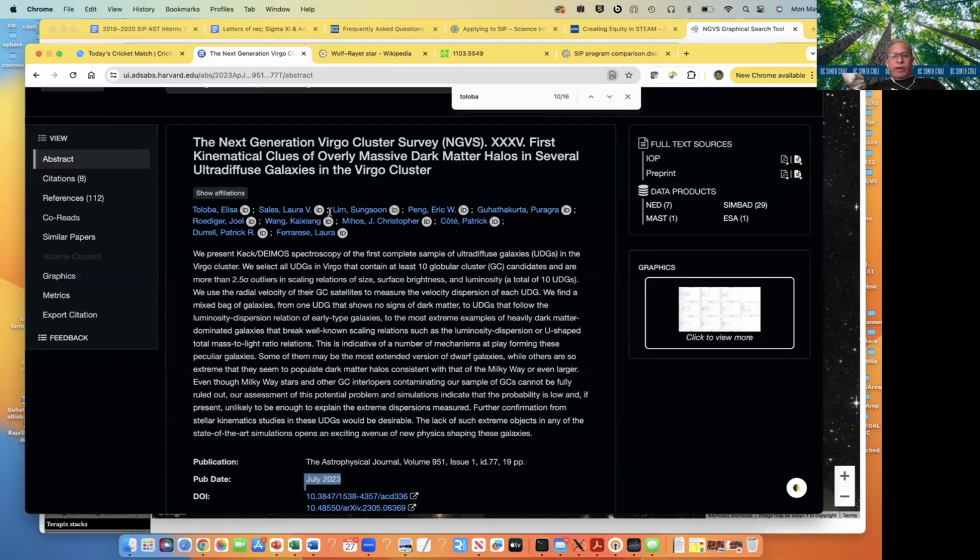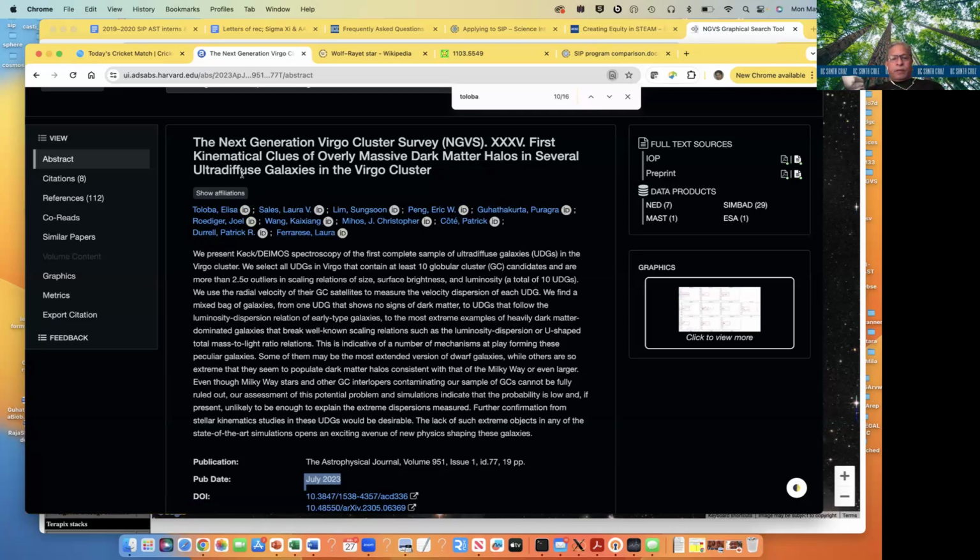She's joined by Sung-Soon Lim, the third author, Eric Peng, myself. Laura Salas, she's not on the telescope last night, but she's also part of this project. So are Joel Rodiger and all the others you see listed here. But tonight, again, the telescope is being controlled by Elisa, Sung-Soon, and Eric, and myself.